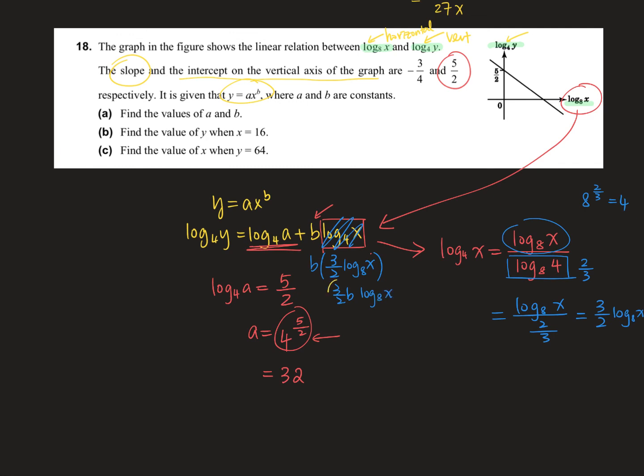The slope is 3 over 2 b, not b. It's 3 over 2 b, not b, because the slope is the coefficient of whatever this term is. This value here is log x base 8, and whatever the coefficient is, this is the slope. So now we set up an equation to solve for b. It says the slope is negative 3 over 4, so we know that b should be negative 1 over 2. So this is how you find a and b.